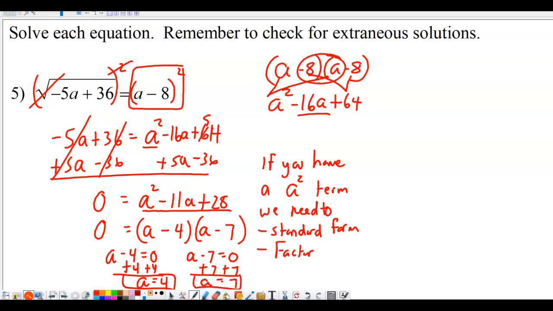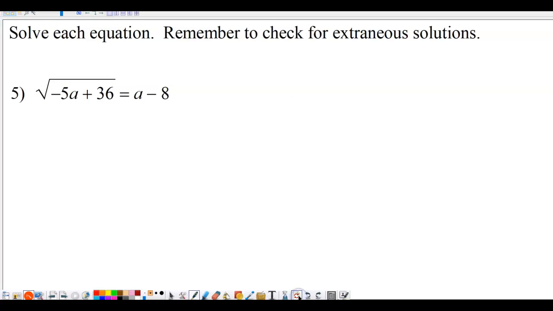But I'm pretty sure that if I were to plug in 4 here, I'm going to end up with a positive, because this would give me negative 20 if I plugged in a 4. And if I add 36 to it, it becomes positive. Same thing with the 7. If I plug in 7, I get negative 35. And if I add 36 to that, I still get a positive. So these are both good answers to keep. So don't forget to check for those extraneous solutions. But there's one for you guys to try on number 6.